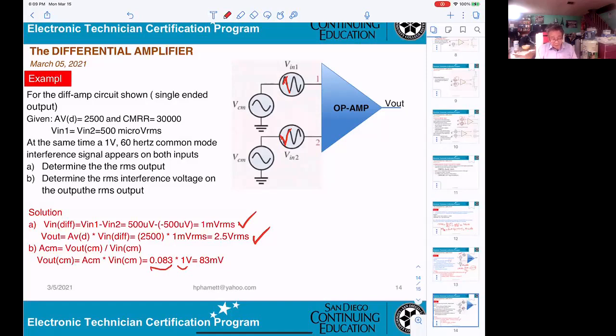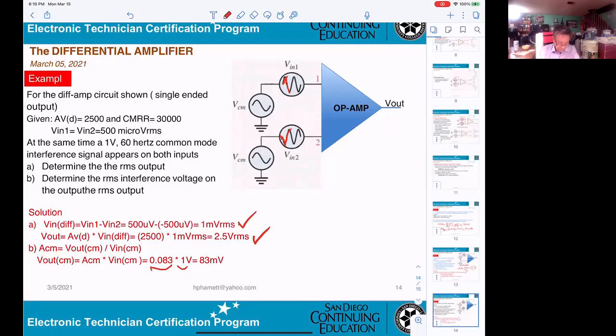The only thing I want you to make sure you understand is that whenever both inputs get the same signal, same frequency, same amplitude, that's considered to be noise. That's a common mode. And if any signal is applied to both inputs of the differential amplifier, they must be different phase. They must be opposite phase.